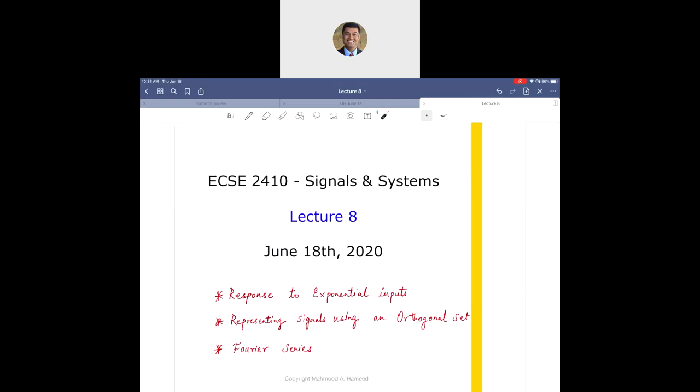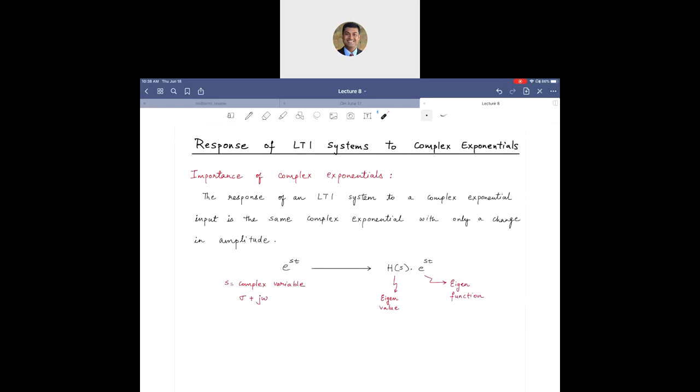Let's talk about response to exponential inputs. We have looked at the response of LTI systems to x of t by using the convolution integral. I'm referring to the continuous time signals and systems here. We have looked at the step response of the system. I think that's the last thing that we looked at. Now we are introducing exponential inputs. So the obvious question is, what is so special about exponential signals? In particular, those are complex exponentials we will be looking at.